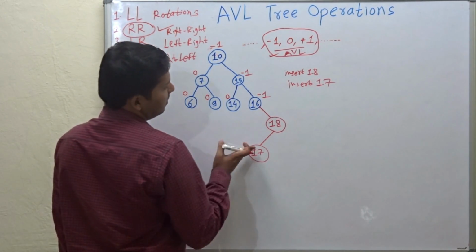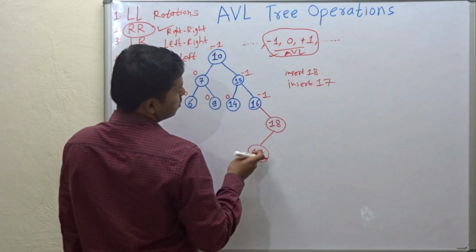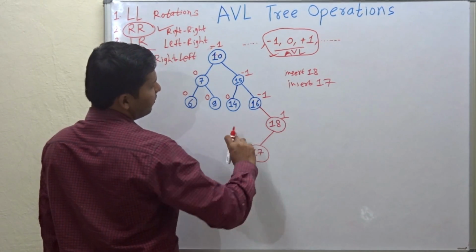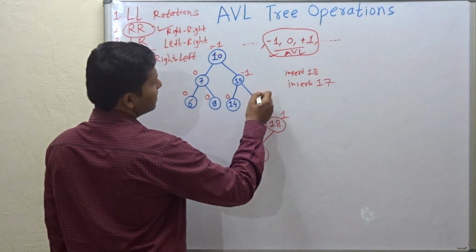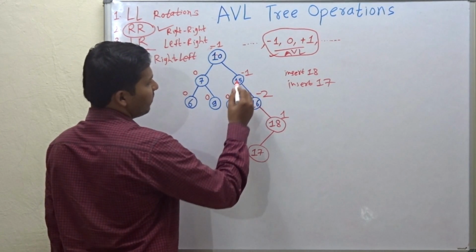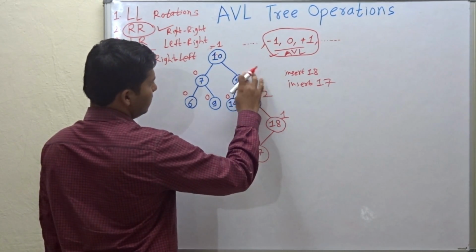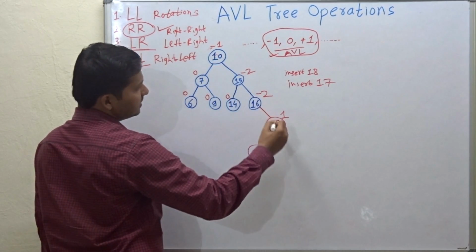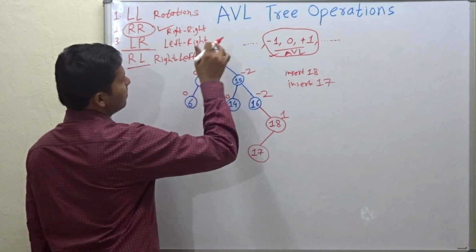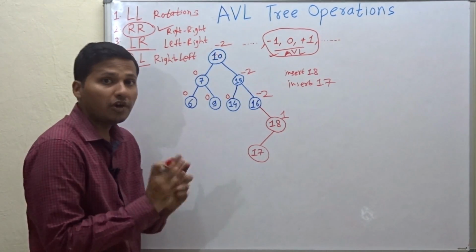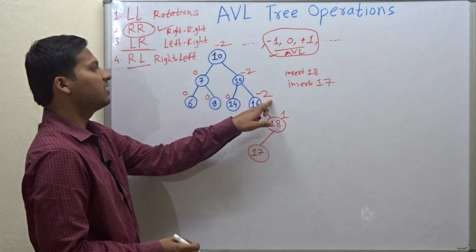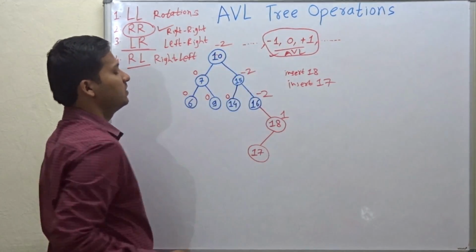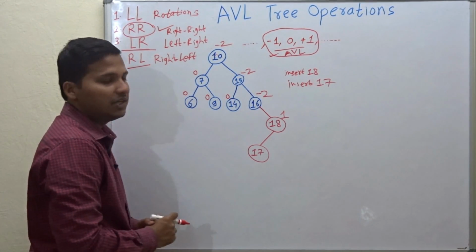So now see, the balance factors have changed. So for 18 the balance factor will be 1, 1 minus 0. For 16 it will be 0 minus 2, so that is -2. For 15 it is 1 minus 3, so that is -2, and for 10 it is 2 minus 4, so that will also be -2. Now this is not an AVL tree because the balance factor -2 is not in this set, it is less than -1. So now it is not an AVL tree.